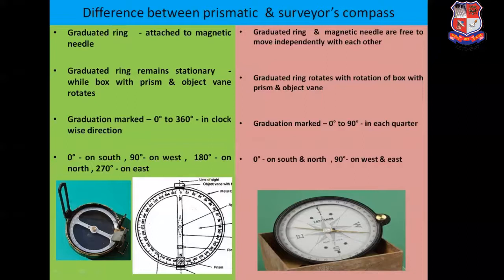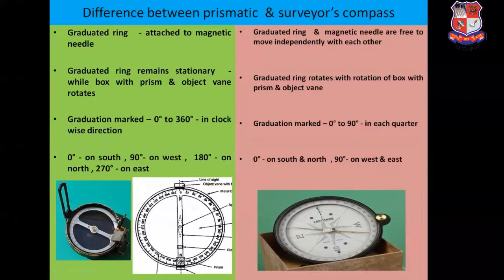In case of the prismatic compass, the graduated ring is attached to the magnetic needle. In case of the Surveyor compass, the graduated ring and the magnetic needle are free to move independently with respect to each other. In the prismatic compass, the graduated ring remains stationary while the box with the prism and the object vane rotates. In the Surveyor compass, the graduated ring rotates with the rotation of the box with the prism and object vane.